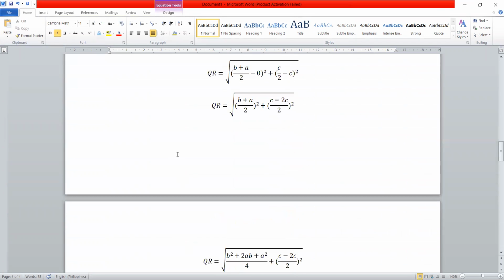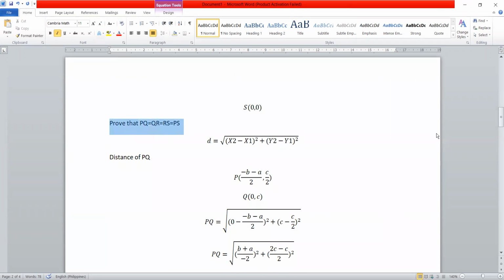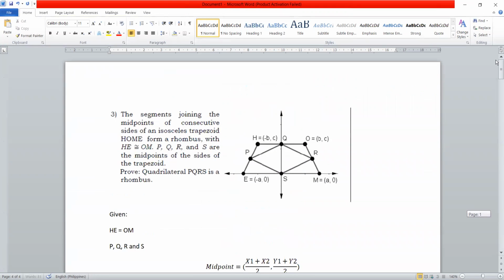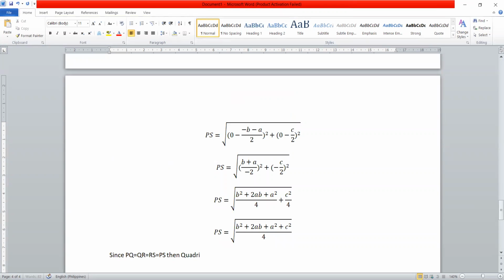So now you can say that the conclusion is that since the distance between your line segments PQ, QR, RS, and PS are equal, then quadrilateral PQRS is a rhombus. So that's it.